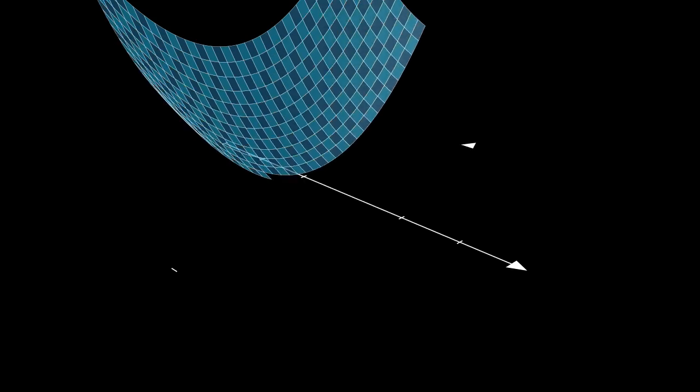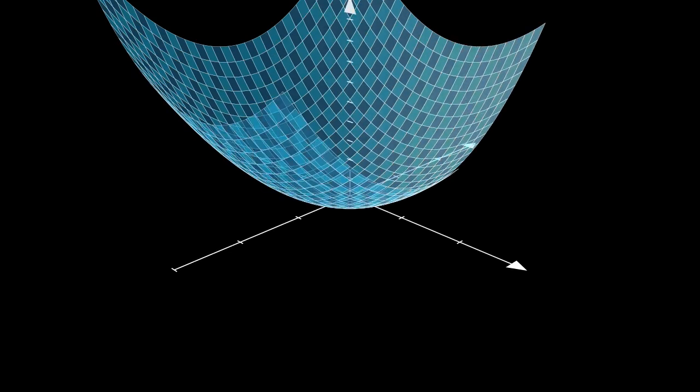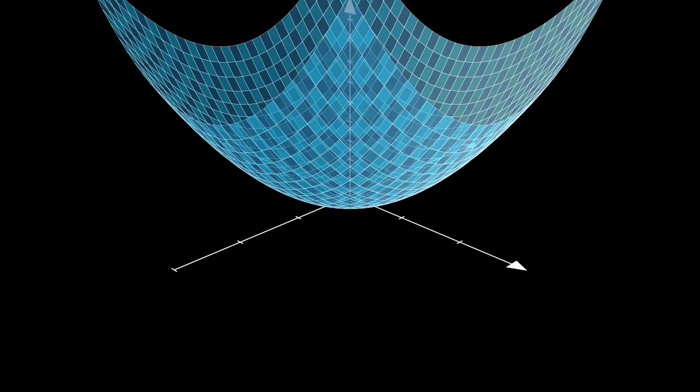Imagine you are lost in the mountains at night. It is pitch black, and you cannot see a thing. You know your village is at the very bottom of the valley, but you have no map. How do you get there?